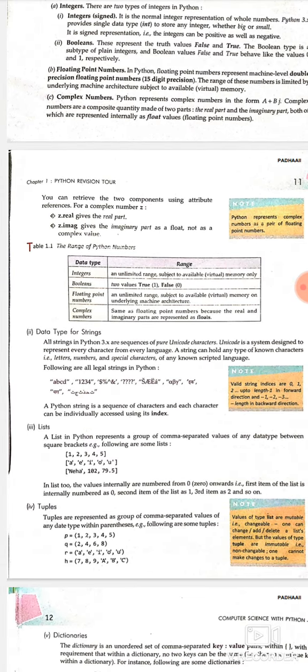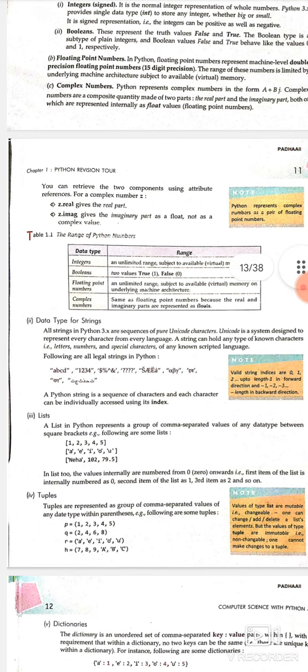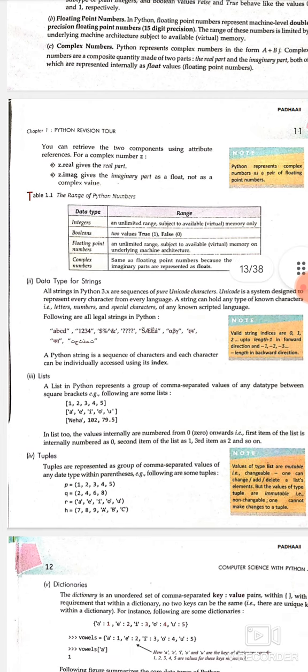Next, we have the data type for strings. Strings are basically pure Unicode characters. A, B, C, D is a string. 1, 2, 3, 4 is a string. So anything that you write is a string. Then we have list.